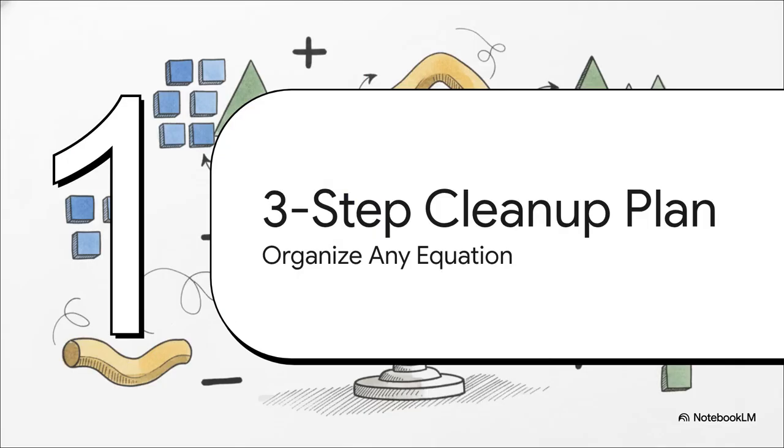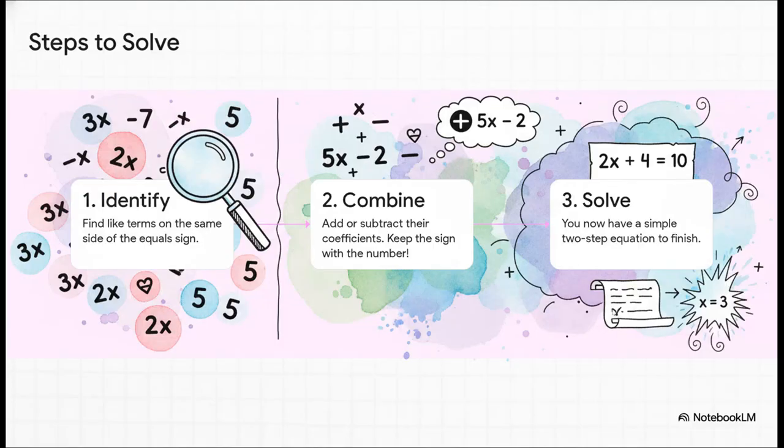So with that rule in our back pocket, we can come up with a super simple, repeatable plan to tidy up any equation that's thrown at us. Let's take a look at our three-step strategy. And here it is, our three-step game plan. First, you identify the like terms.